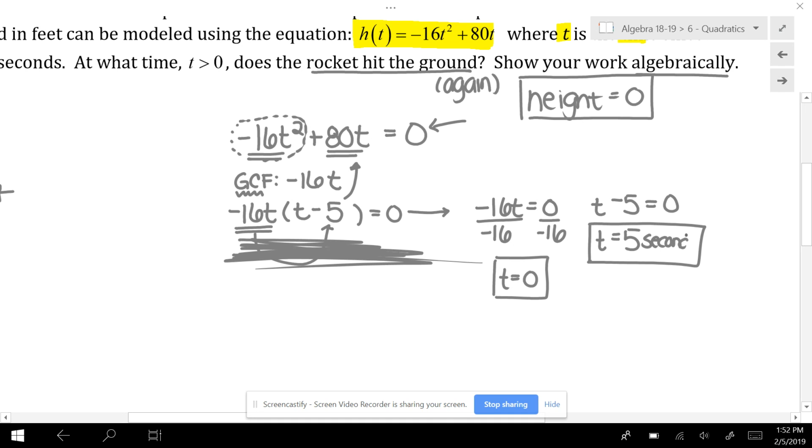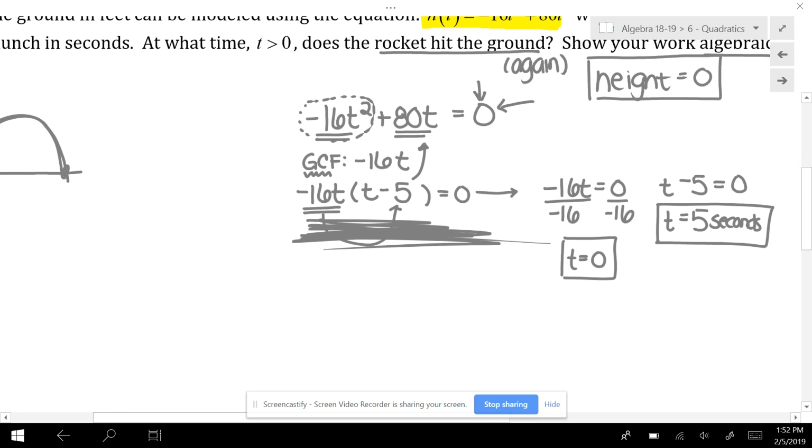So the trickiest part, guys, I think about this question is kind of knowing that you had to set it equal to 0. That's it. All right, let's move on.